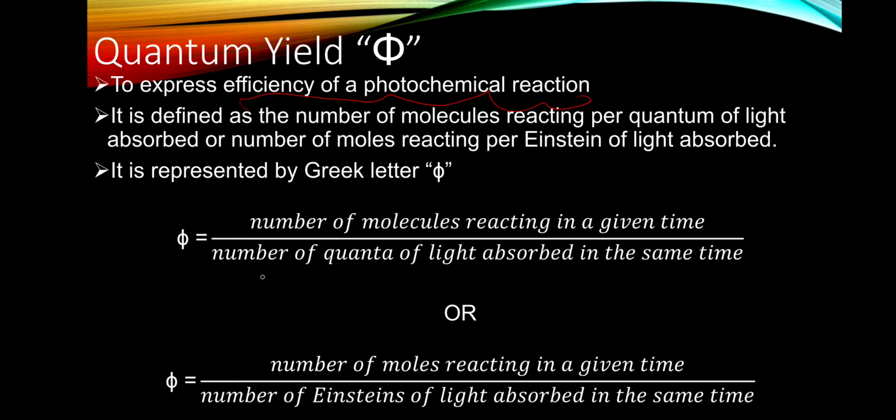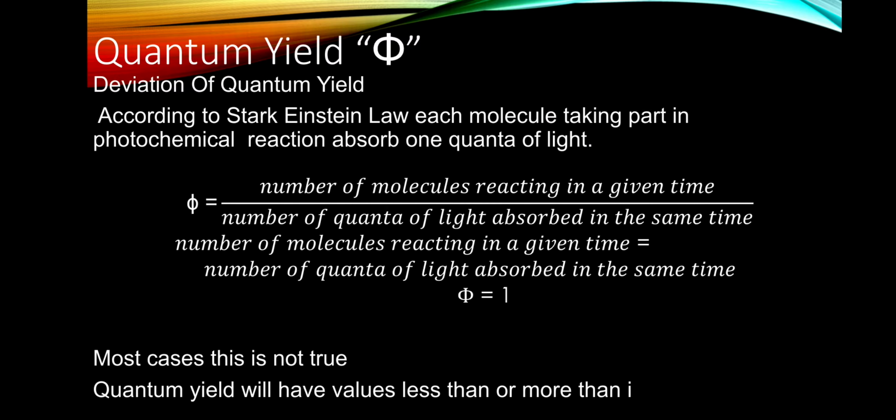And that we can find out by the number of molecules reacting in a given time divided by the number of quanta of light absorbed in the same time. Or you can use the number of moles reacting in a given time divided by the number of Einsteins of light absorbed in the same time. Then, deviation of quantum yield.